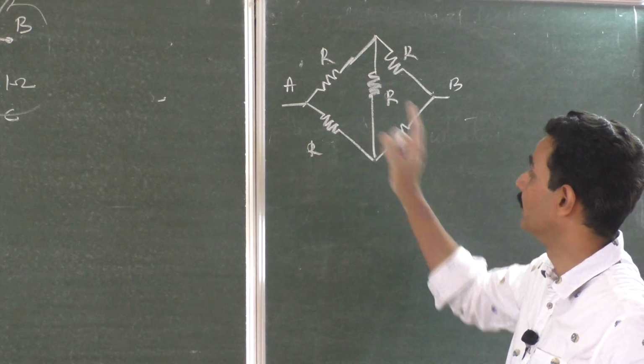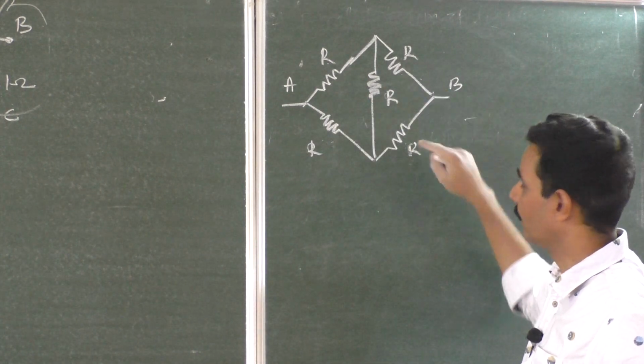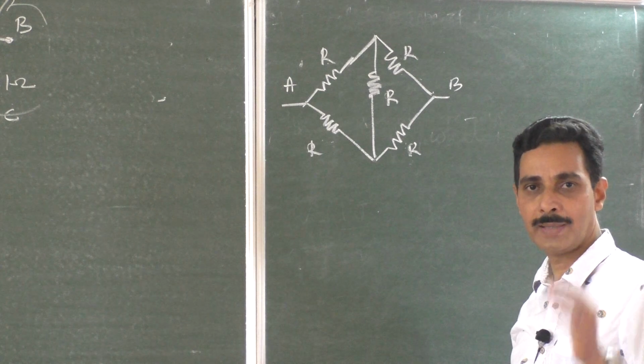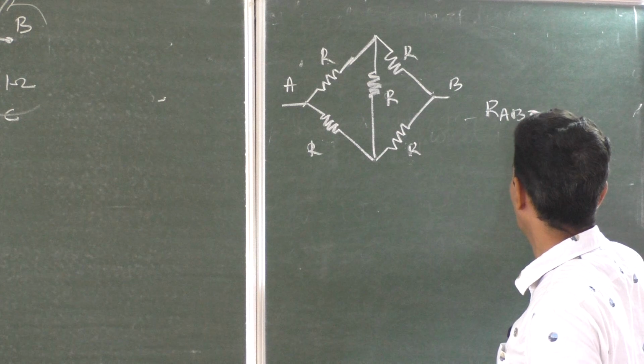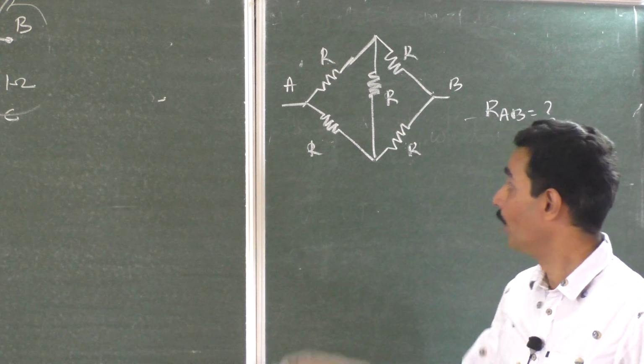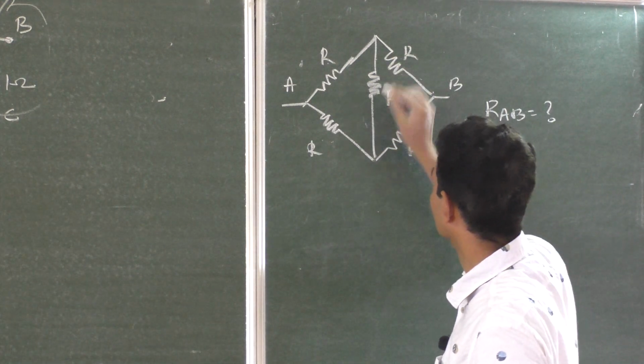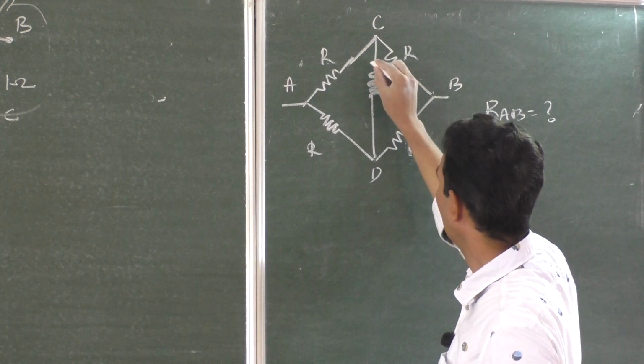Now, this bridge is balanced because R by R is equal to R by R. It is 1 equal to 1. So it is already balanced. Now how to find out the equivalent resistance between A and B? Very simple. When the bridge is balanced, no current flows through these two parts. So I will call them C and D. No current flows through this.